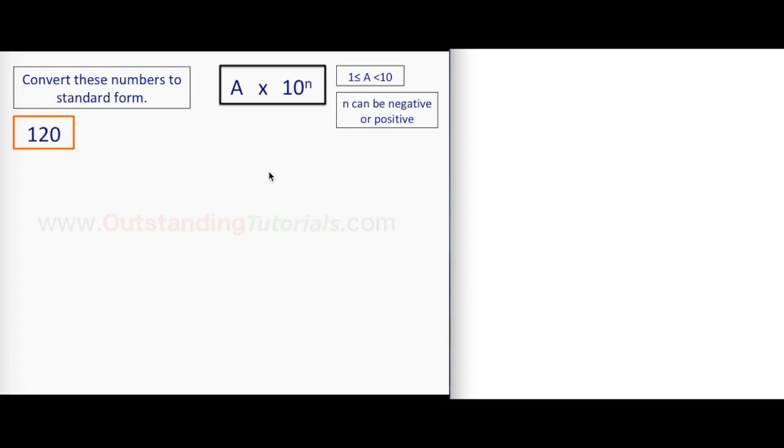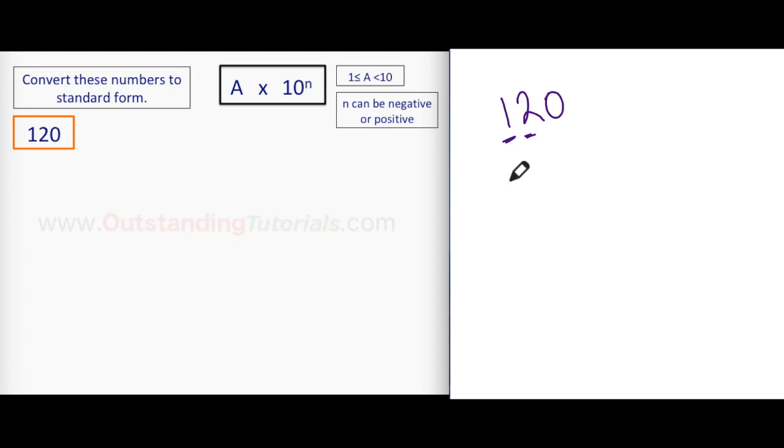So when we convert a number to standard form, we ask ourselves, what must the value of A be? So what number between 1 and 10, but not 10, can I use to represent this number? What digits will A have that is related to this number? So the same digits as this number, but that number is between 1 and 10. The only number you can find that is linked to 120 that has the same digits as 120 and that's between 1 and 10 is unique.